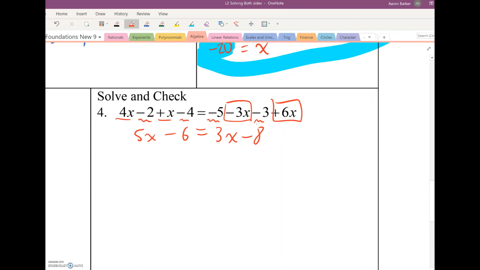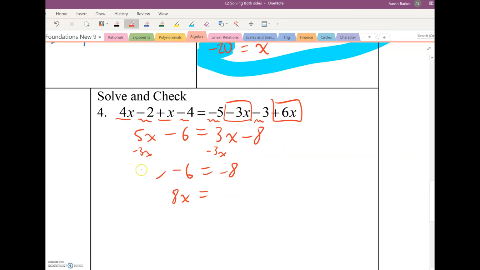There we go. Typically, we like to move the smaller one. Not a rule, just something that we find we like to do. So -3x, both sides. And we can get 8x minus 6 equals -8. Move the -6 by adding... Nope, that's not right. I'm making a mistake here somewhere. That's right. Here we go.